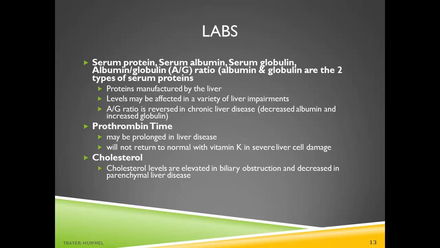Still other important lab tests for the patient in liver failure include serum protein, serum albumin, and serum globulin. Protein is manufactured by the liver. Levels may be affected in a variety of liver impairments. The albumin-globulin ratio is reversed, showing decreased albumin and increased globulin in the patient in liver failure.